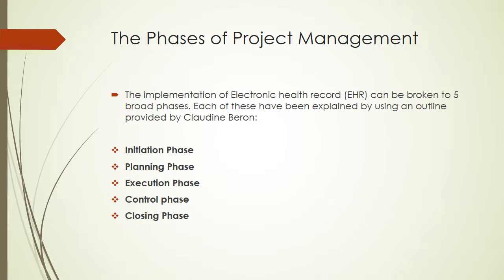So, the phases of project management. First, let's begin with the implementation of electronic health record. The EHR can be broken into 5 broad phases. Each of these has been explained using an outline that has been provided by Claudia Bivar. So the phases are the initiation, planning, execution, control, and the closing phase.